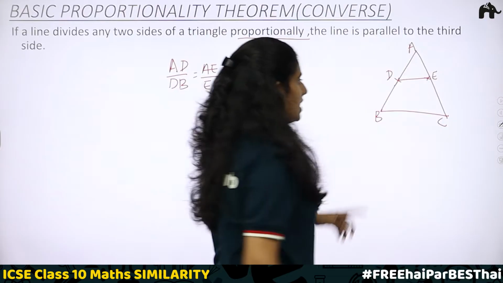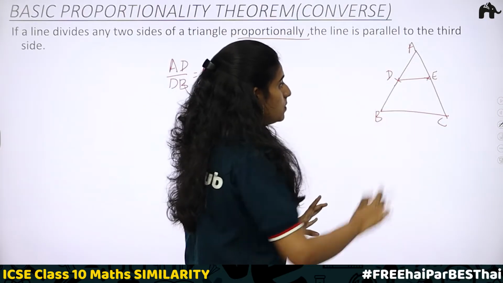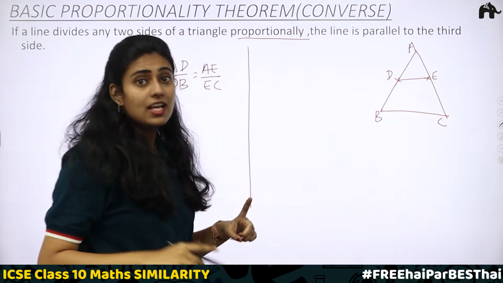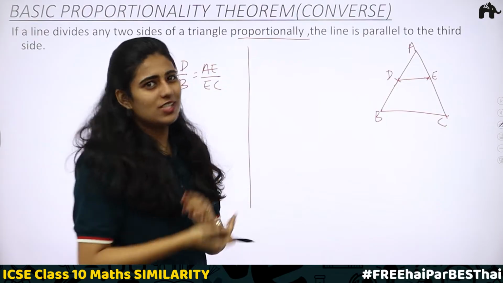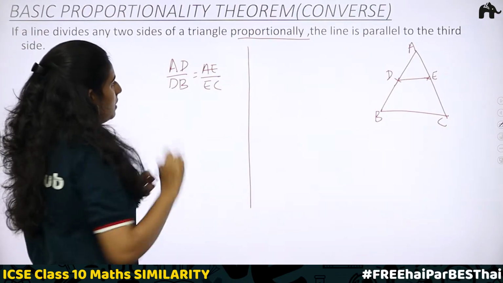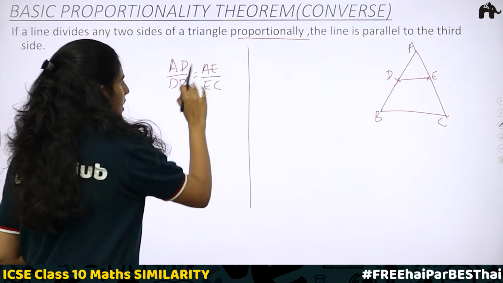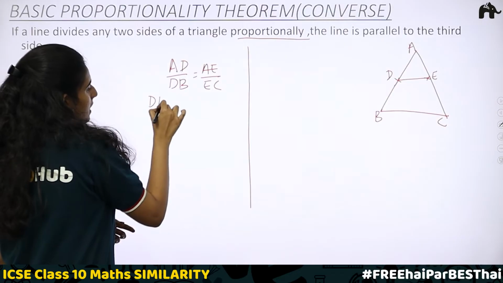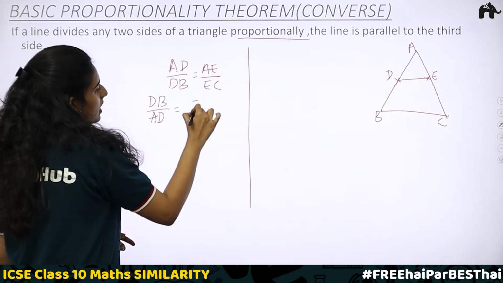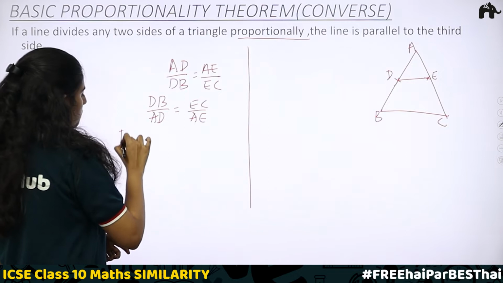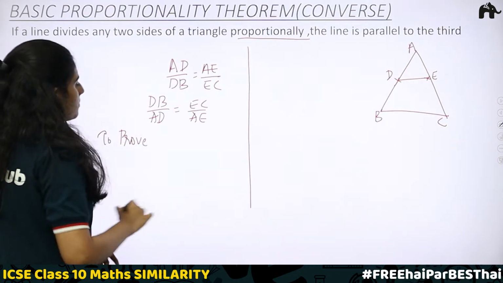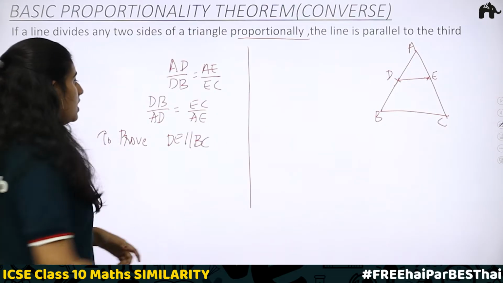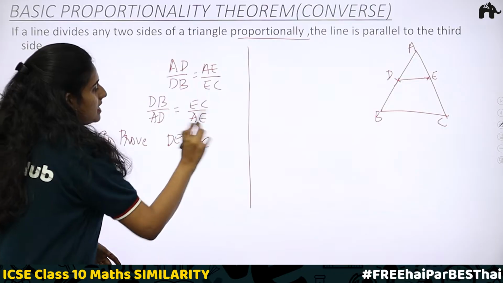Now, this is the line which connects D and E. So, we are going to prove that DE is parallel to BC. We are going to do every step that we have done in the previous proof, but in the reverse order. Here we are having AD by DB is equal to AE by EC. What I am going to do now is taking the reciprocal of this. That is DB by AD is equal to EC by AE. We are going to prove line DE is parallel to BC. Okay. So DB by AD is equal to EC by AE.